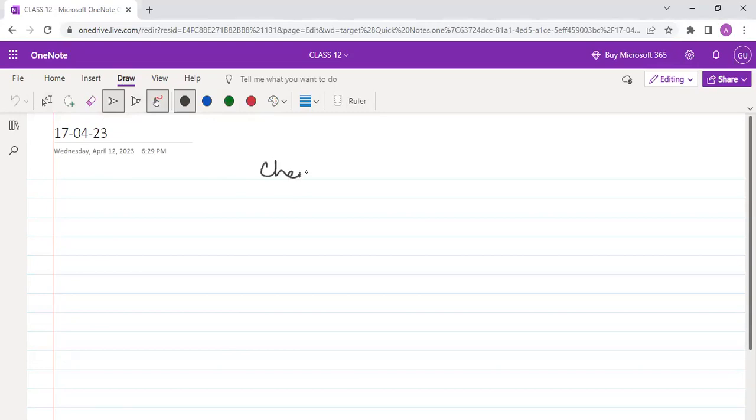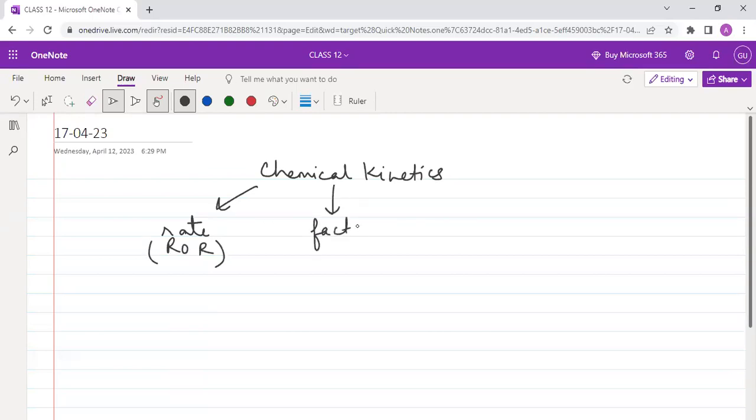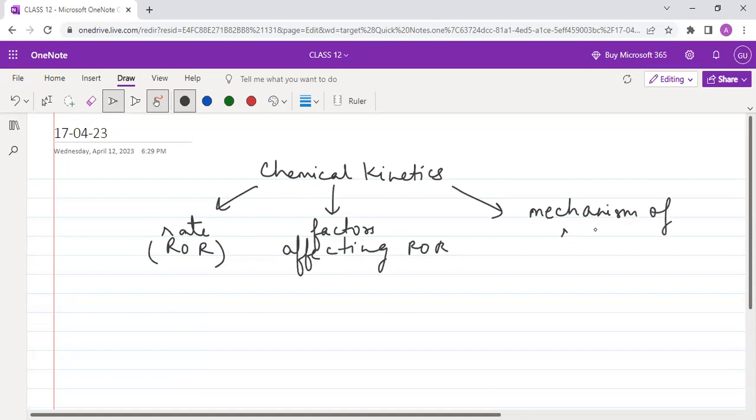So chemical kinetics is a branch of chemistry which deals with the study of rate of reaction. Rate of reaction we'll write in short as ROR. And also the factors affecting rate of reaction and the mechanism of reaction, how it is proceeding. So these things we study.